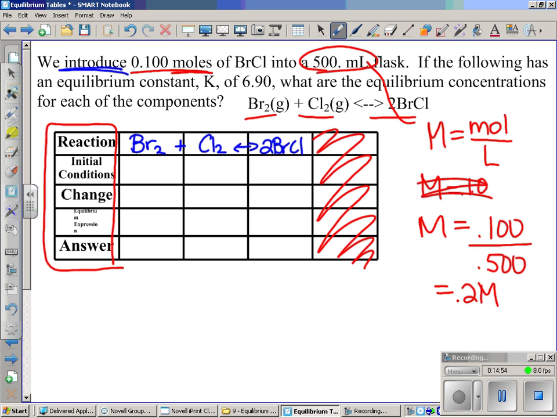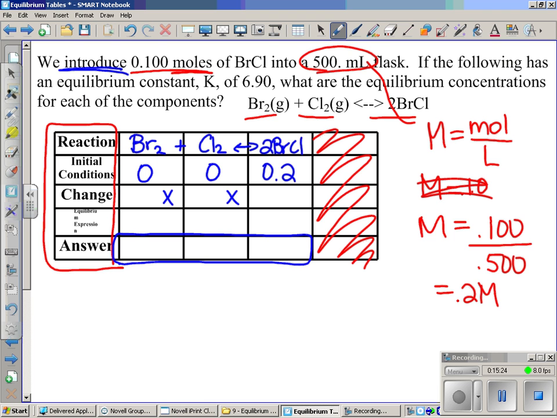We're going to write down our initial values. Notice the only thing they introduced into this flask was the product, BrCl. So the only thing that we have a value for is this product at 0.2 molar. So we're going to put zeros in for these ones. Anything they don't tell you about, you're going to put zeros in for. Now notice in the problem they've told us the equilibrium constant, and they want us solving for what's going to eventually go in these boxes. So we need to fill out the table.